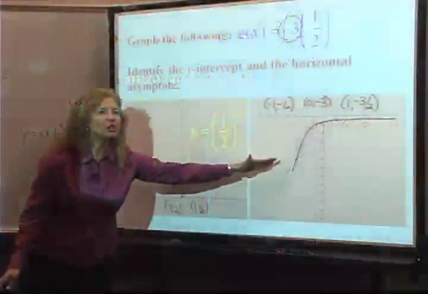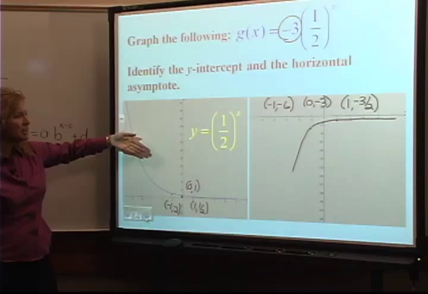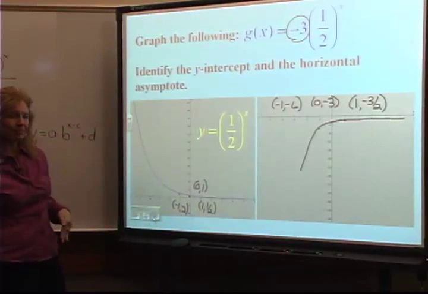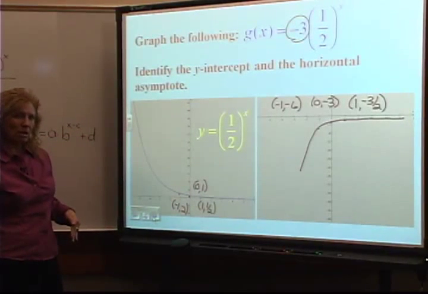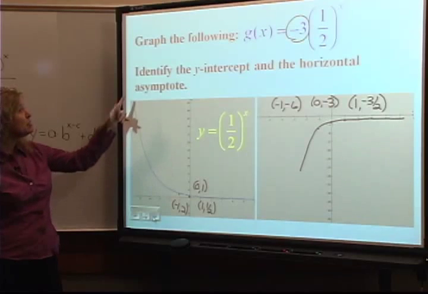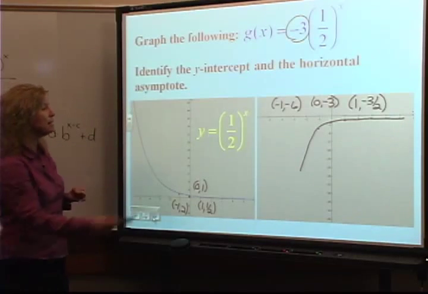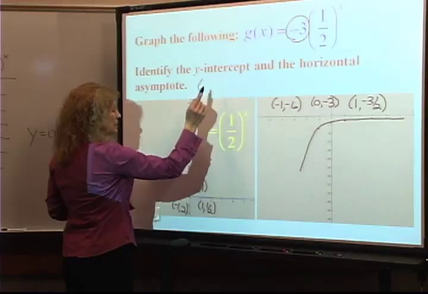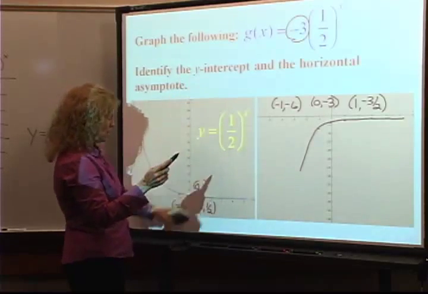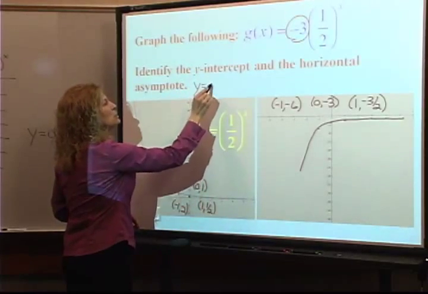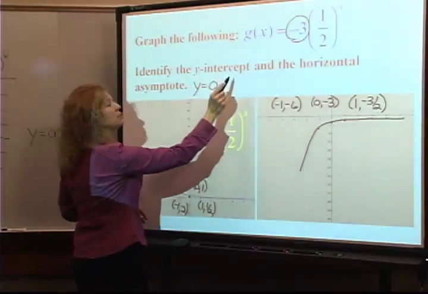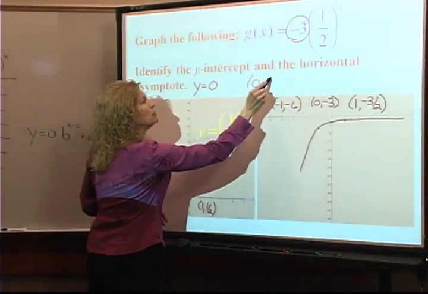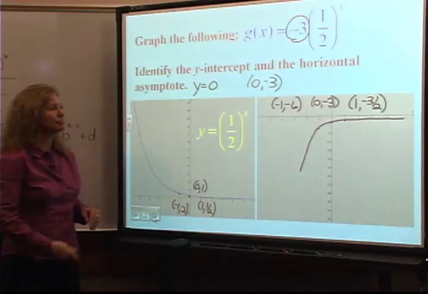Does that kind of look like what you would get if you took this and flipped it? Okay. And my horizontal asymptote is still the x-axis, or y equals 0. My y-intercept is (0, -3). Okay.